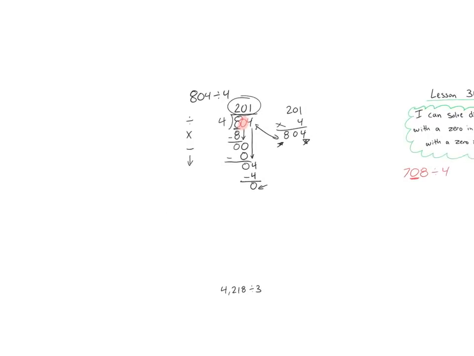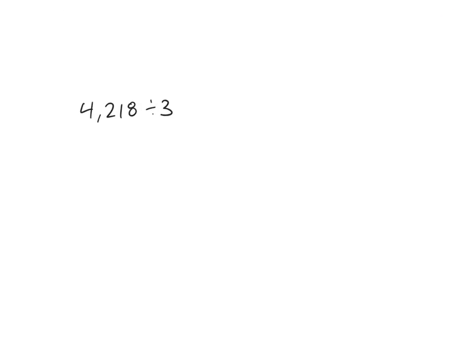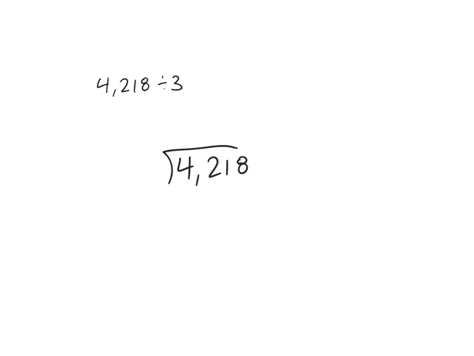So let's zoom out here, and we're going to look at another example problem. And right off the bat, I know that this problem has a 0 in the quotient. So we're going to see what happens when we have a 0 in the quotient and when we might include a 0 in the quotient. So I'm going to rewrite this in the standard algorithm form.